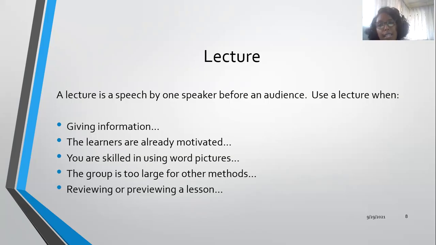And another it's an instruction, and the last one is reviewing or previewing a lesson. So for example, lecture should always take the smallest amount of time. It cannot be the majority of what you do in a class.